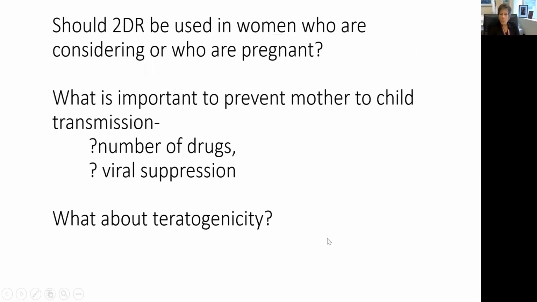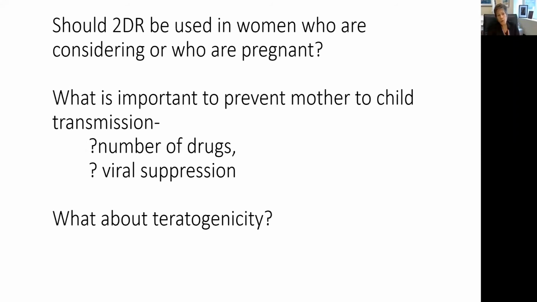What about women who are thinking about getting pregnant? Should 2DR be used here? And I think, again, one of the major unanswered questions is what is most important in the prevention of maternal to child transmission? Is it the number of drugs, or is it the fact that you need to have virologic suppression at the time of delivery?